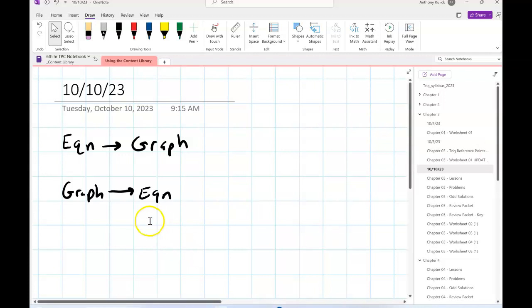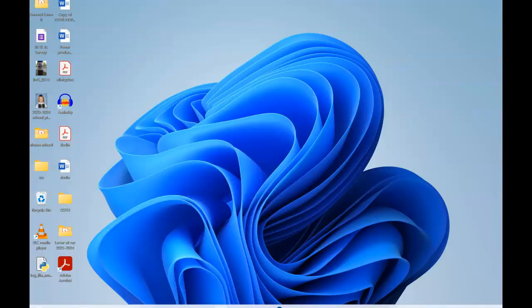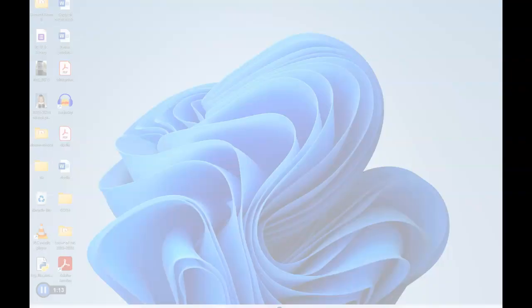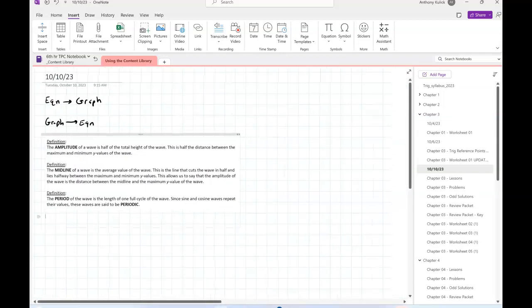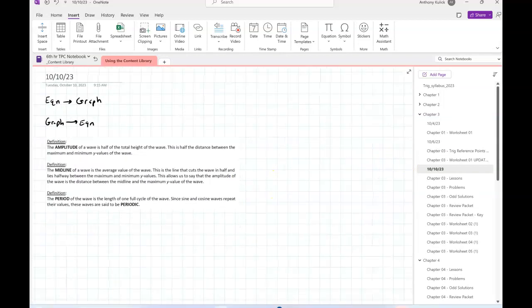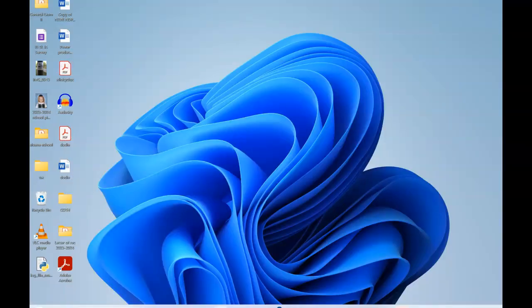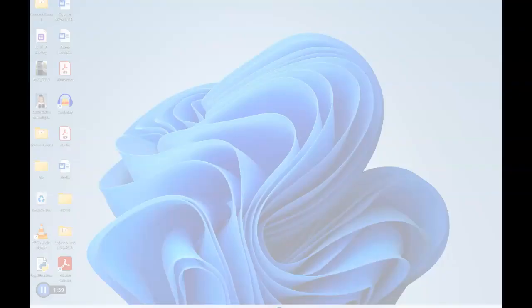I want to remind us of the 3 definitions about the attributes for these sine and cosine functions that we talked about before. So amplitude, midline, period. And then we are going to combine those ideas with these formulas that we talked about last time also.